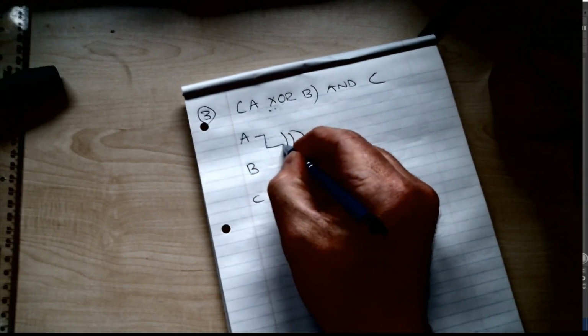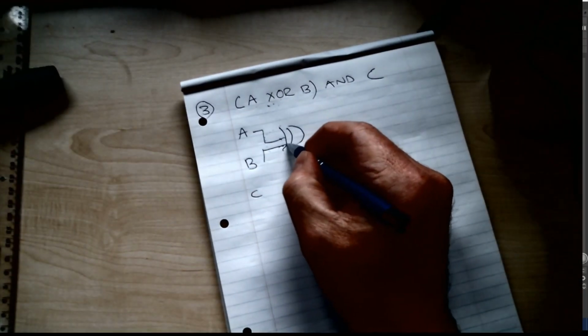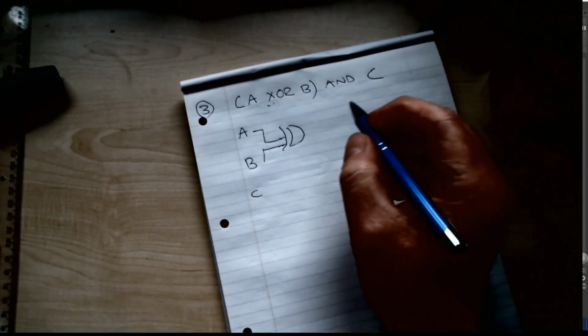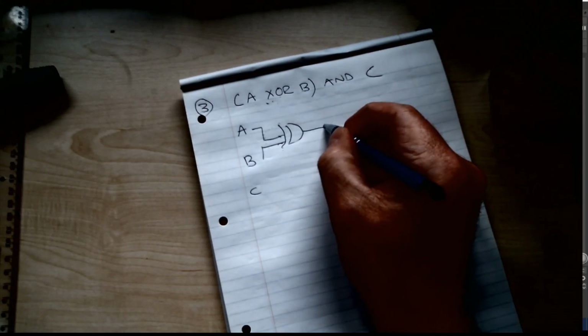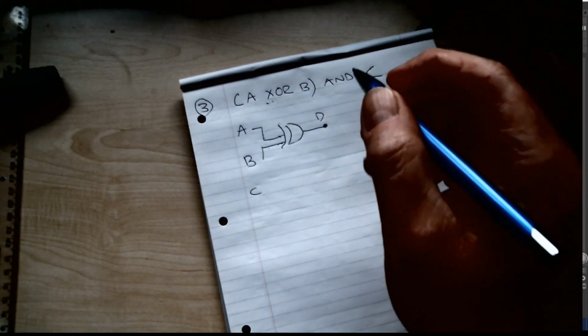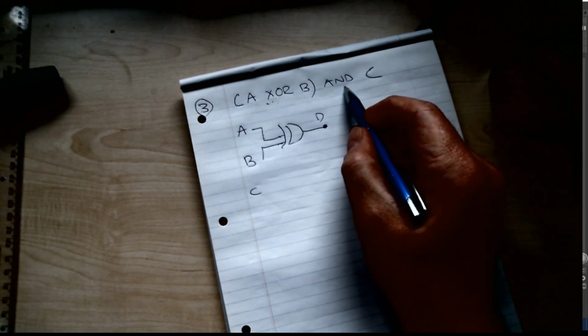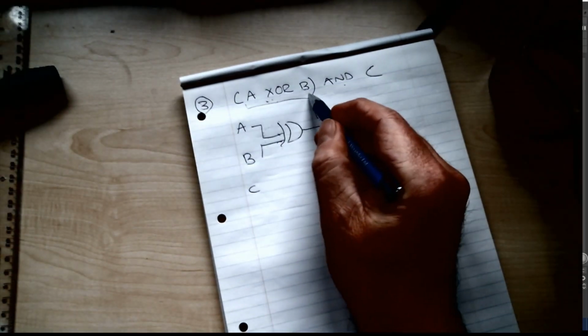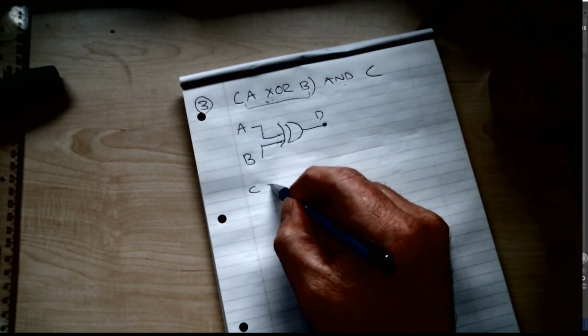So you've got A and B going into that exclusive OR gate. Okay, and that'll be producing an output, and we'll call that D. That's the kind of intermediate. And then the final piece of the circuit is this AND gate between the output of this part, the AND between that and this.